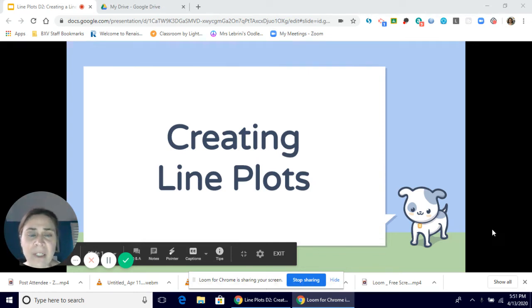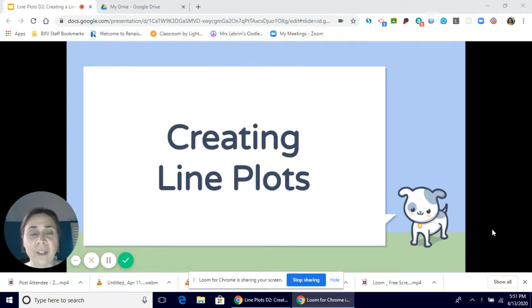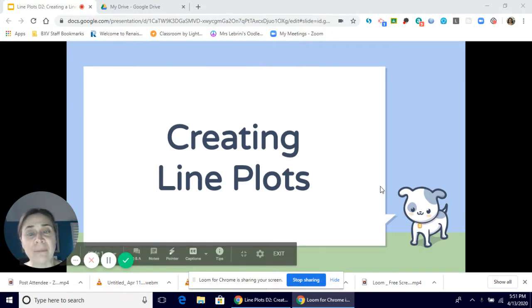Today we're going to be learning more about line plots. Yesterday we took a look at how to read and interpret a line plot. Today we're going to actually be creating one.